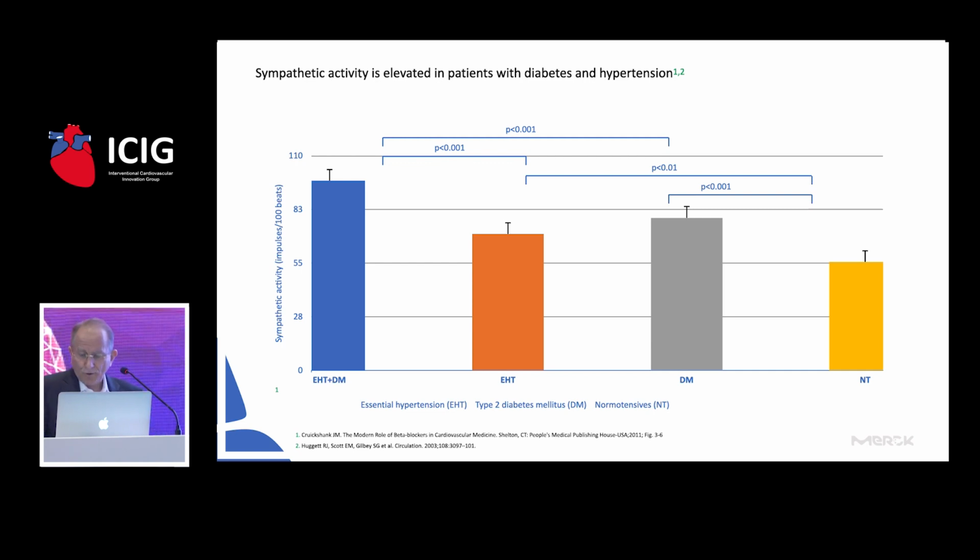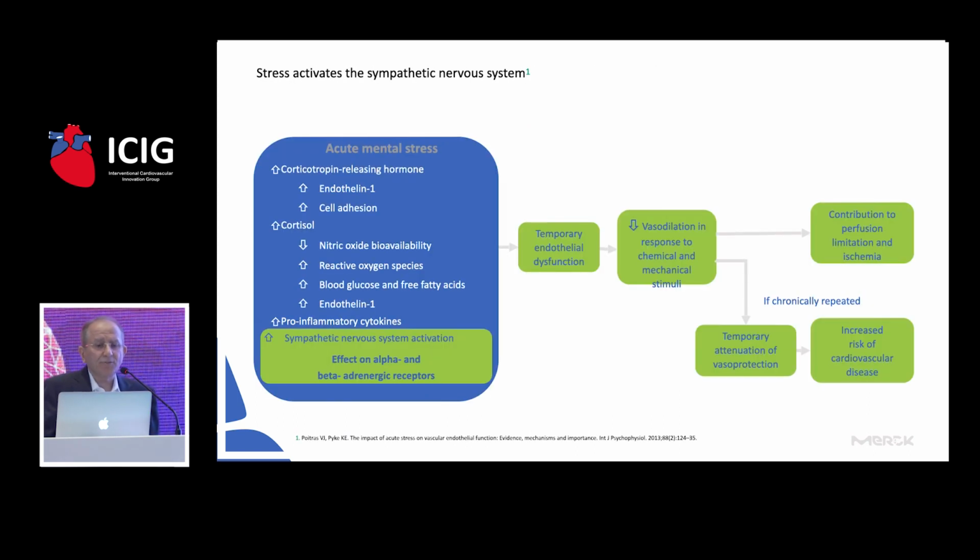Now, this is to show the sympathetic activity being elevated in patients with diabetes mellitus and hypertension. The combination in the left panel of essential hypertension plus diabetes is associated with increased sympathetic activity, and this is more than just having essential hypertension and more than just having diabetes, and this is more than normotensives. Stress activity also activates the sympathetic nervous system.